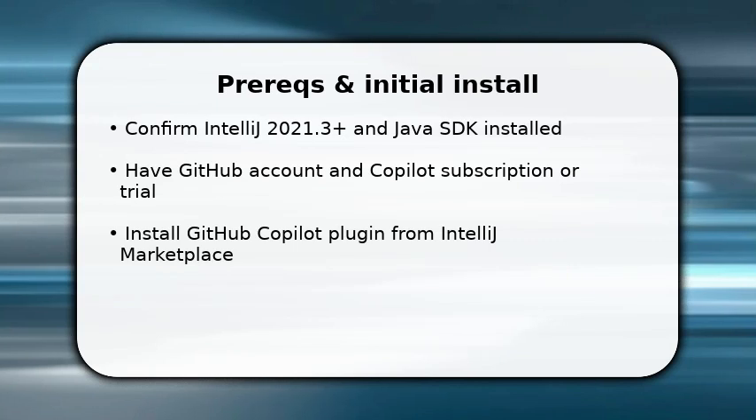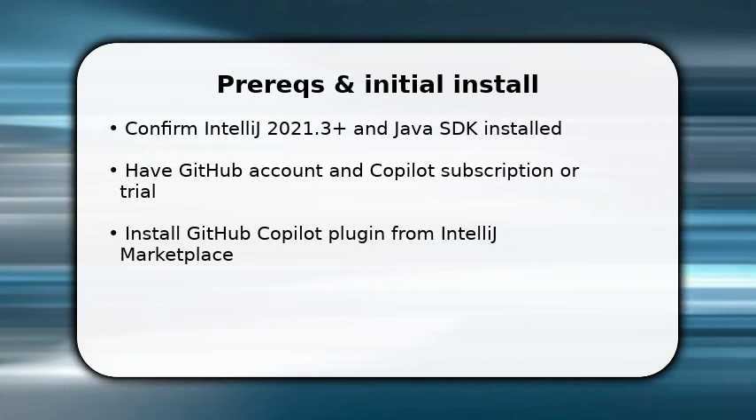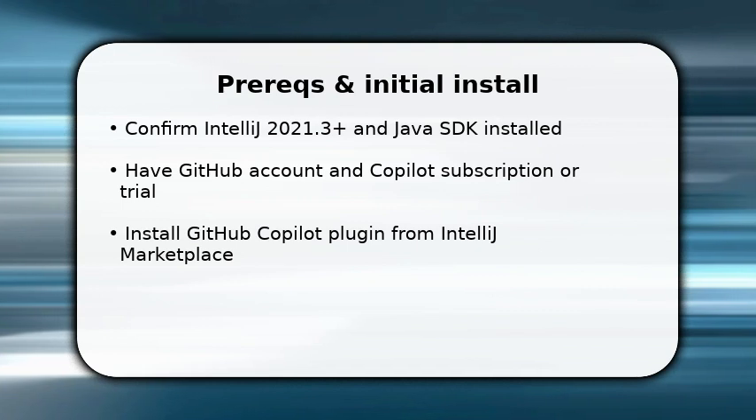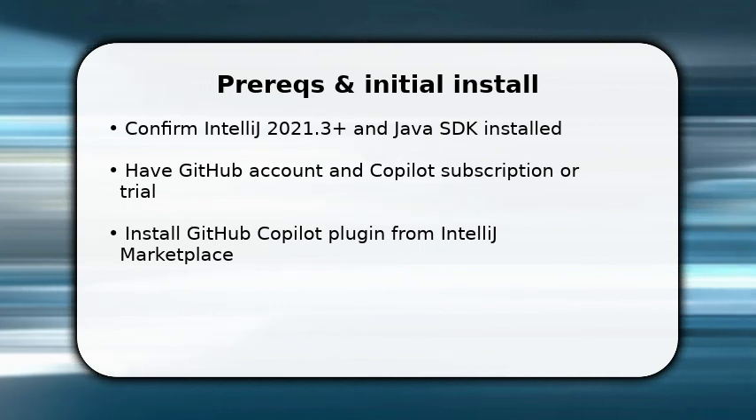Enjoy the video. You start by confirming prerequisites: IntelliJ 2021.3 or later, a Java SDK, and a GitHub account with Copilot access. Once those are ready, open IntelliJ and go straight to Plugins > Marketplace, search for GitHub Copilot, and click Install. Make sure to restart the IDE when prompted. This gets the extension in place quickly.